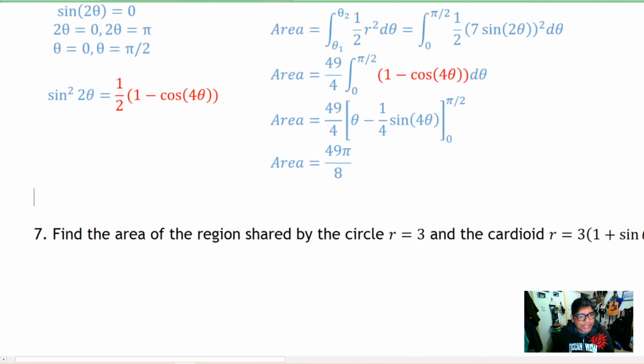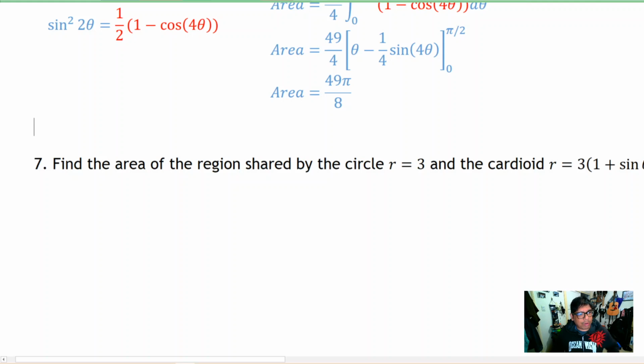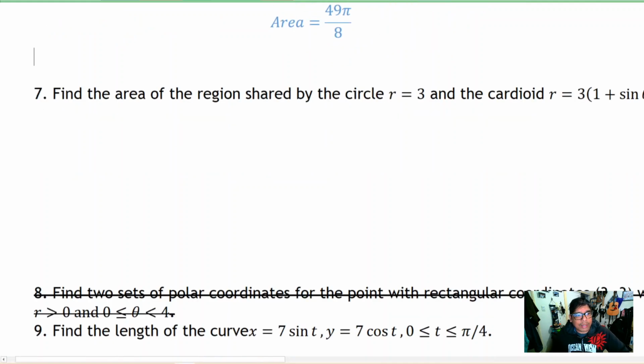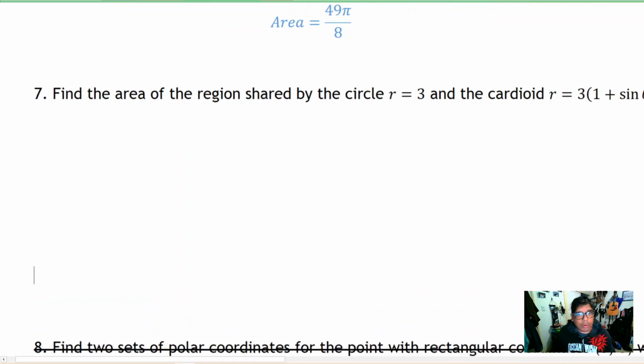Let's check out number 7 now. We've got to find the area of the region shared by the circle r equals 3 and the cardioid r equals 3 times 1 plus sine theta. So in true AP fashion, we're going to go ahead and graph this.